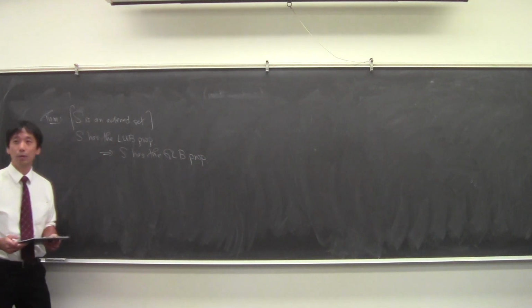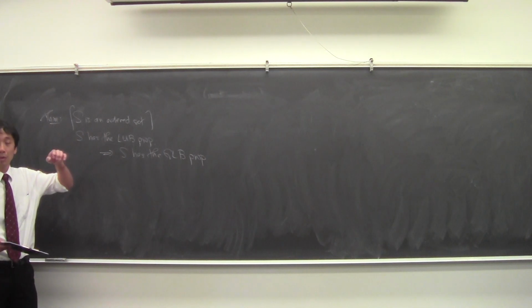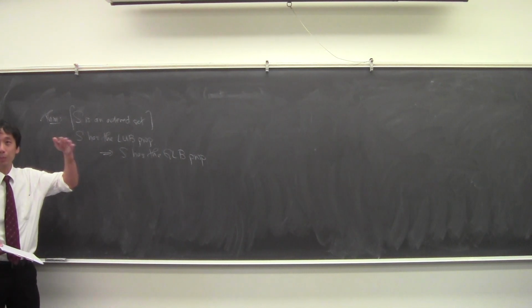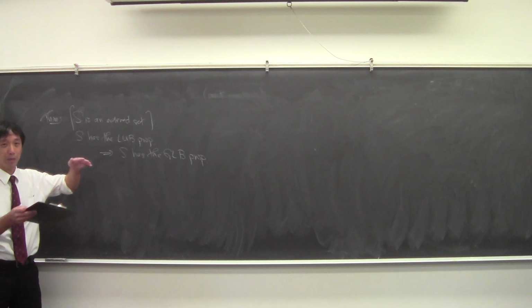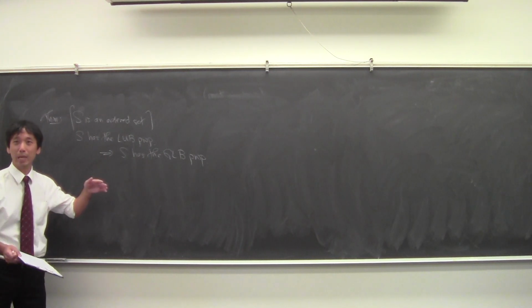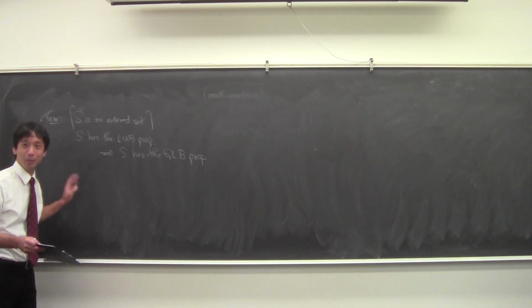Right? So whenever you have a set with the property that whenever a subset has an upper bound, it has a least upper bound, you also have the property that whenever a set has a lower bound, it has a greatest lower bound. Okay, so that's what we're in the middle of showing. I hope everybody is on board.